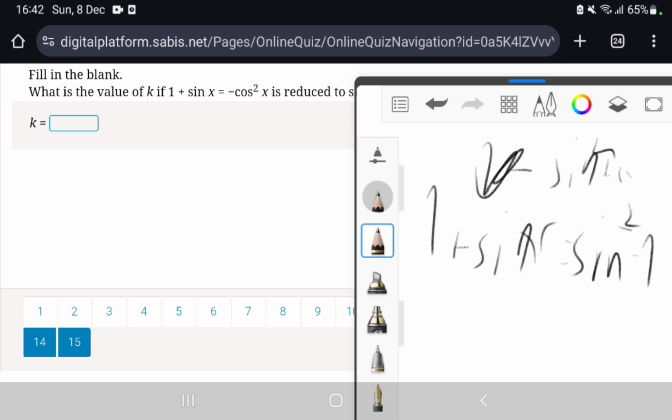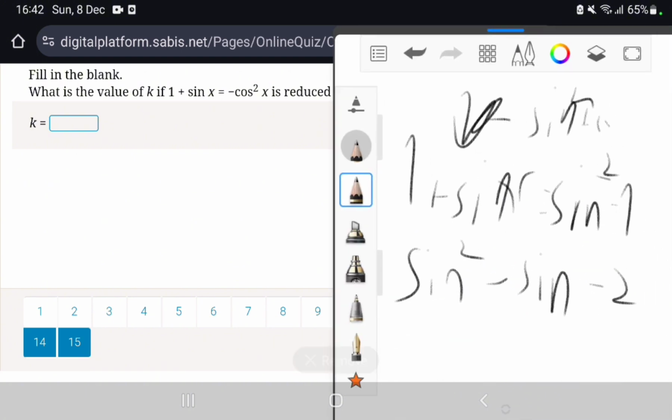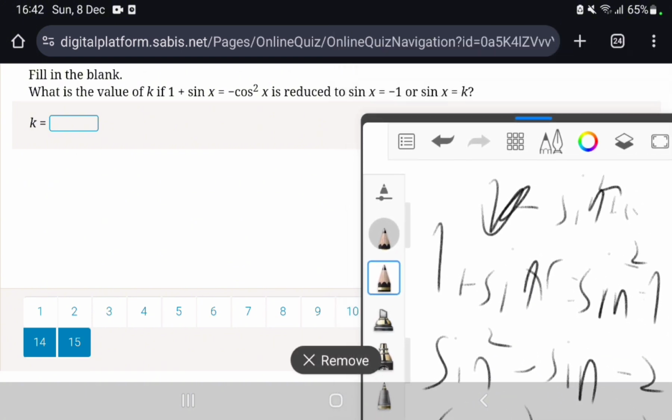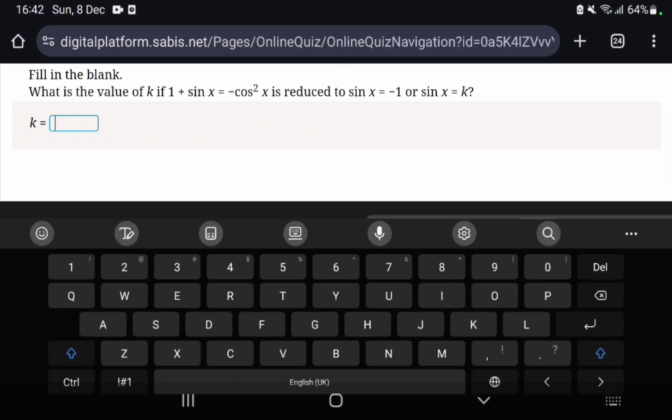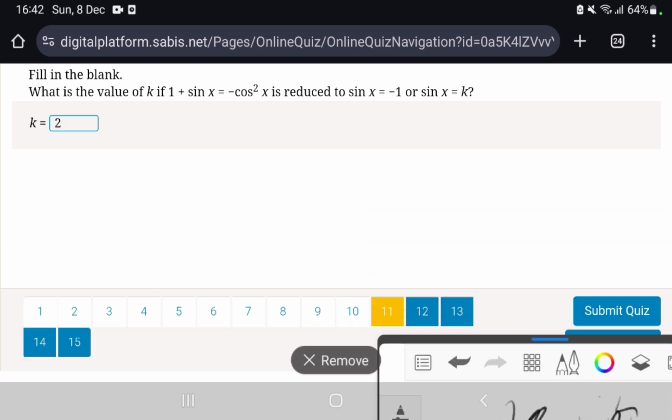We take one of them to the other side, so it's going to be sine squared minus sine minus 2. Then we put it here, then we do sine plus minus, and then here will be 2, here will be 1, so it's just going to be 2. Number 12.